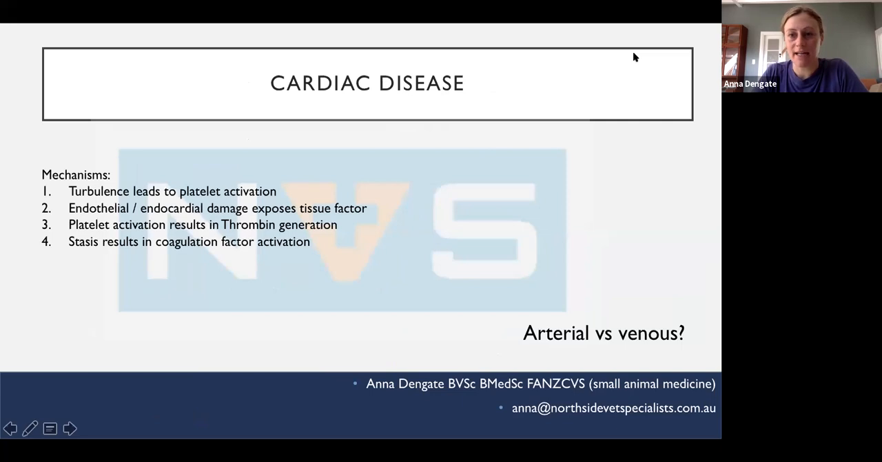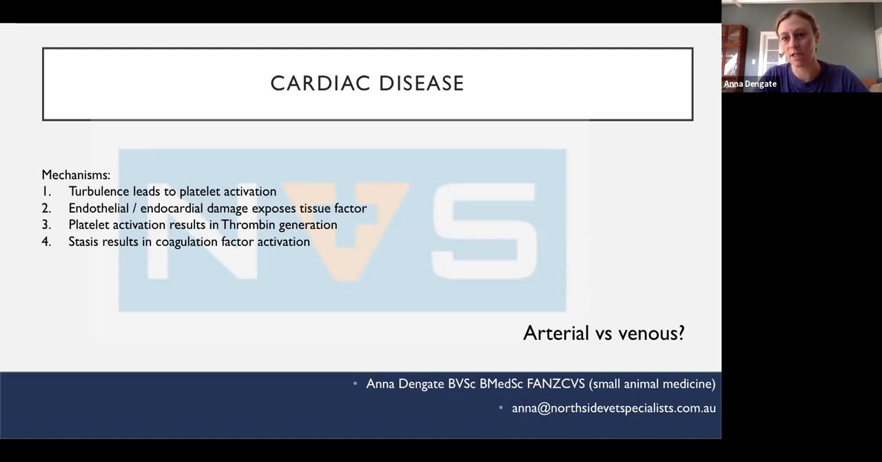So then looking at cardiac disease as the next disease to consider for hypercoagulability. The mechanism by which cardiac disease will cause hypercoagulability: turbulence. If you've got degenerative mitral valve disease and a big regurgitant jet, which is banging on the endocardium of the atria, you're going to get platelet activation within that atria. Those platelets are activated due to turbulence, but they're not localized, so they're not actually sticking anywhere.